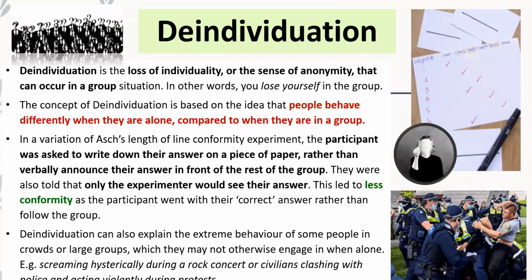De-individuation is when you're in a group situation and you're more likely to lose yourself in that specific group, and that is why de-individuation occurs. It occurs when you lose yourself in the group, and you're more likely to do things, or to follow other people doing extreme things, that you wouldn't do when you were alone.